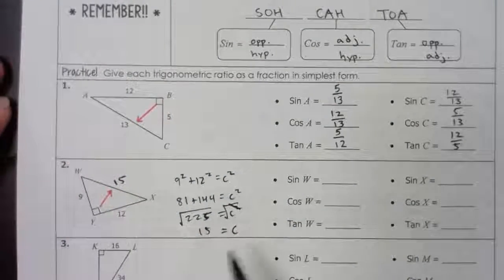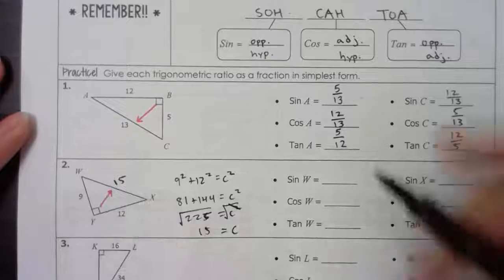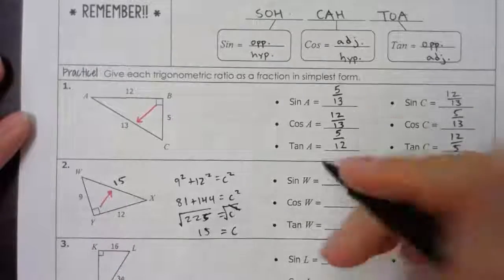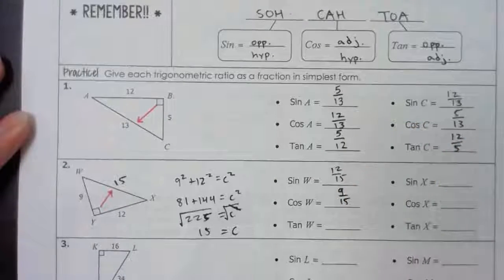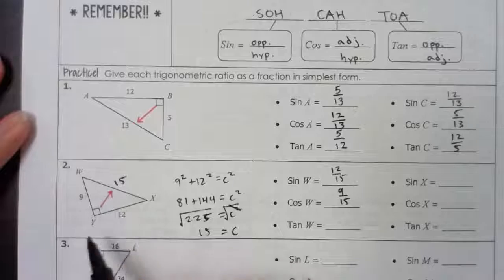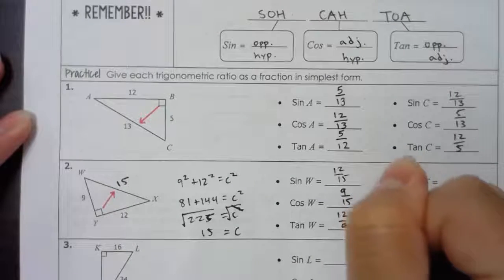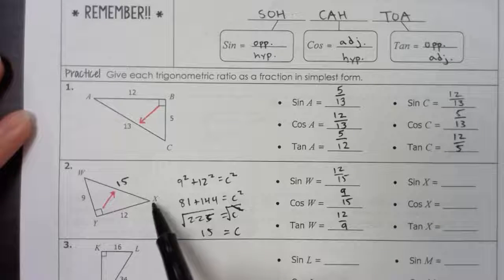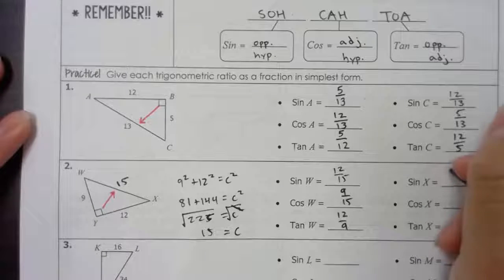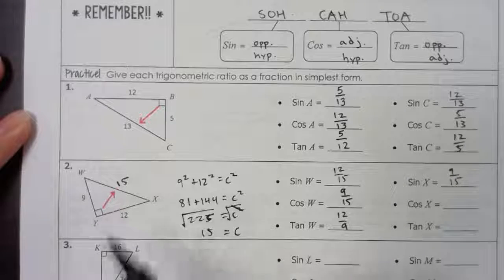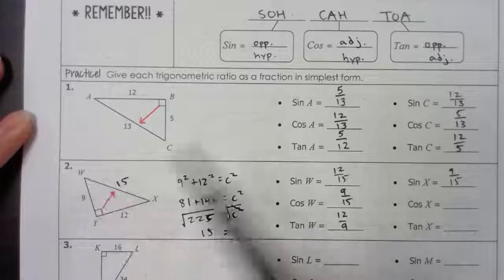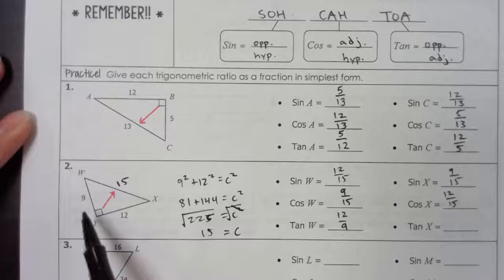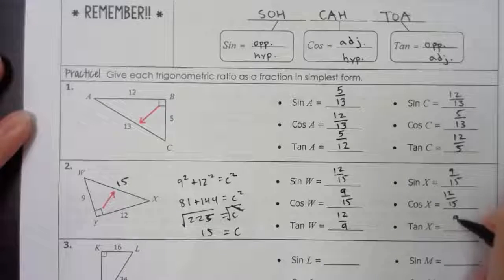Now we do the same thing. Sine of w, opposite over hypotenuse, 12 over 15. Cosine w, adjacent over hypotenuse, 9 over 15. Tangent of w, opposite over adjacent, 12 over 9. Now we're looking at angle x. Sine of x, opposite over hypotenuse, 9 over 15. Cosine of x, adjacent over hypotenuse, 12 over 15. Tangent of x, opposite over adjacent, so 9 over 12.